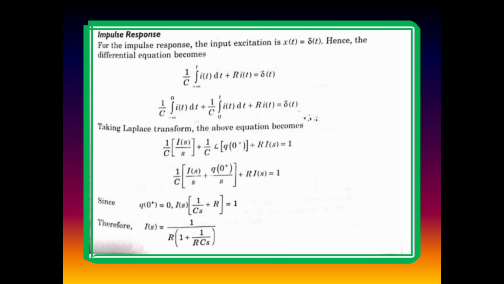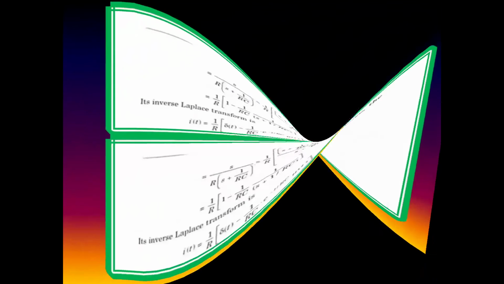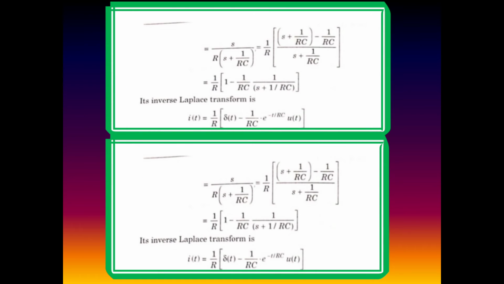So the equation will become I of s. When I take the common terms to the other side, I of s is written as 1 by R plus 1 by RCs. I am rearranging this so that I can take the inverse Laplace transformation easily. This equation becomes I of s equal to 1 by R into 1 minus 1 by RC into 1 by s plus 1 by RC. Now we take the Laplace inverse transformation for this equation.